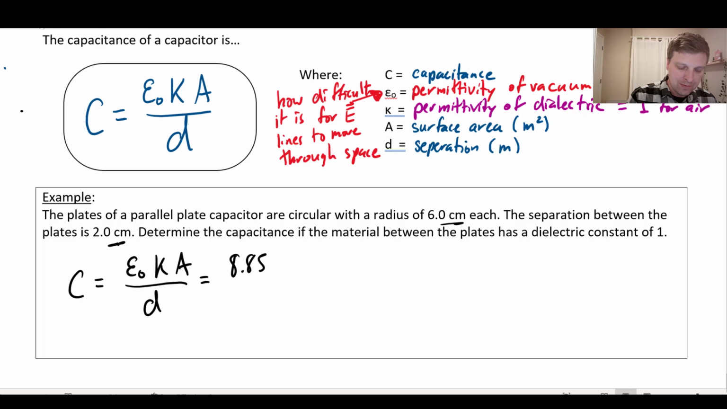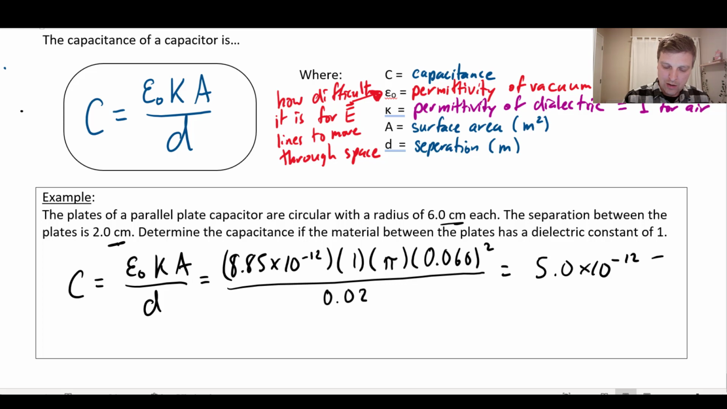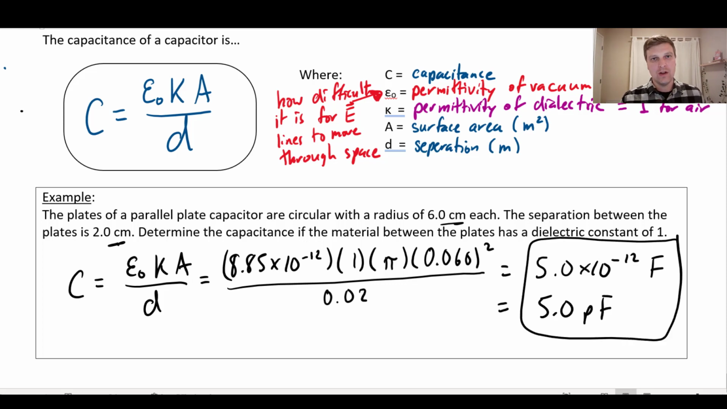So 8.85 times 10 to the negative 12. And in this case, kappa is just 1. Times the area. Now there's circular plates, and we know the radius, so that's going to be times pi r squared. The radius is 6 centimeters, so 0.060 squared, all divided by a separation of 0.02. And when we work this out, it's pretty small. It's like 5.0 times 10 to the negative 12 farads, which, as it turns out, would be right around 5.0 picofarads, which again is very, very small.